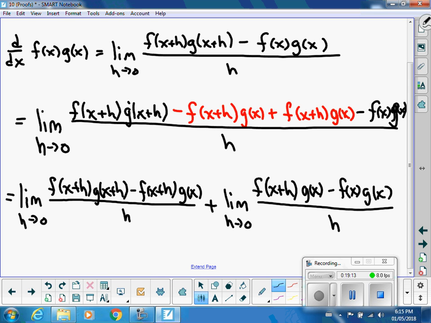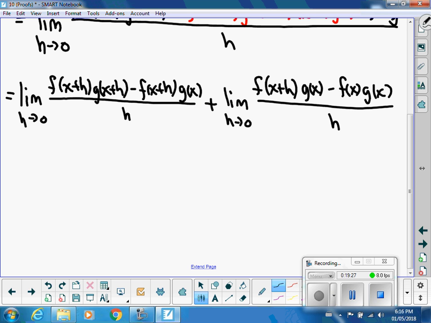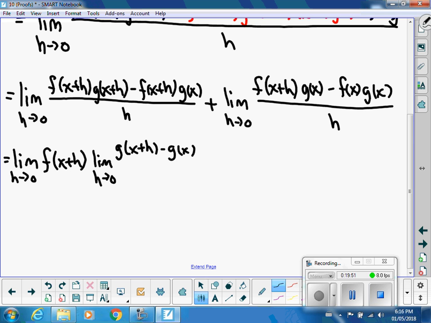The reason I did this, if you look at both terms, I can actually factor the numerator a little bit. They have some common terms, and again, I can use my limit laws to separate the pieces apart. So in the first half, the numerator has a common factor of f of x plus h. So I'm going to factor that out. Limit h goes to 0 of f of x plus h times the limit of h goes to 0 of g of x plus h minus g of x.